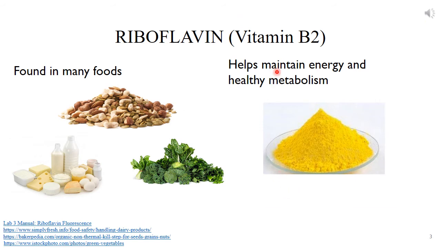Riboflavin is also known as vitamin B2. It is found in many foods, including nuts, grains, dairy products, and dark green vegetables. Riboflavin is yellow in color and is water-soluble. It is a component of two coenzymes. These coenzymes are important for metabolic pathways and the usage of carbohydrates, fats, and protein as energy sources.